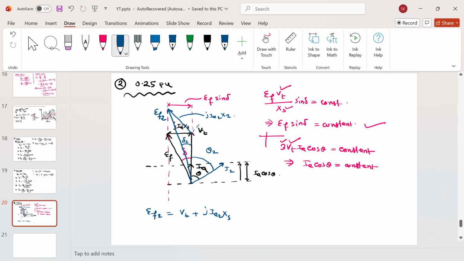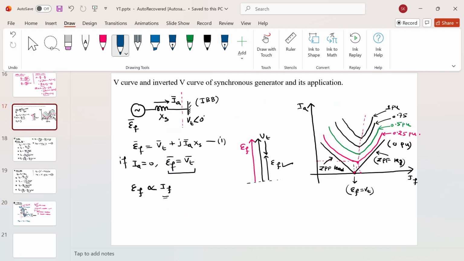So you can see if you increase the field excitation, or if you increase the EF, your IA or armature current will also increase. So you can see here, at unity power factor, you need minimum armature current, and as you move towards the right side, you can say your field excitation is increasing. That means you are delivering reactive power. So it is a lagging power factor region, and it is leading power factor region.